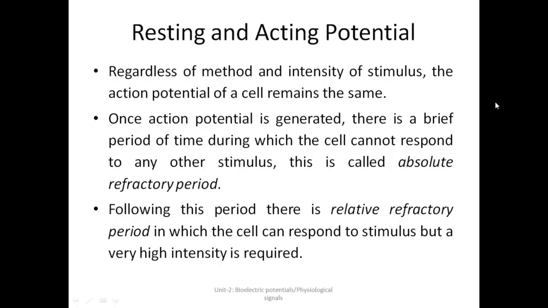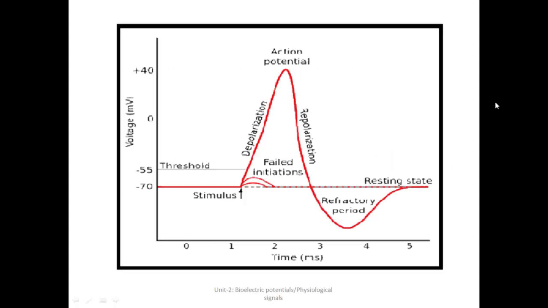Okay, and just following this period, there is again a small period in which the cell starts responding to a new stimulus, but a very high intensity of stimulus is required. That means the response is slow. This particular time is called the relative refractory period, in which the cell can actually respond to the stimulus, but it needs a very high intensity of stimulus for the cell to actually respond.